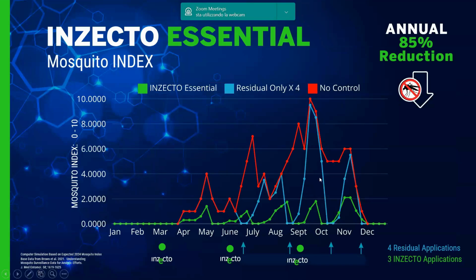These are some simulations. Take this data with a grain of salt, although they are based on science. This is what you should expect with only 4 residual applications and 3 INZECTO applications in the yard. The red line is no control whatsoever. The blue is what you should expect with 4 residual applications, and what you should expect with 4 residual applications plus 3 INZECTO applications.